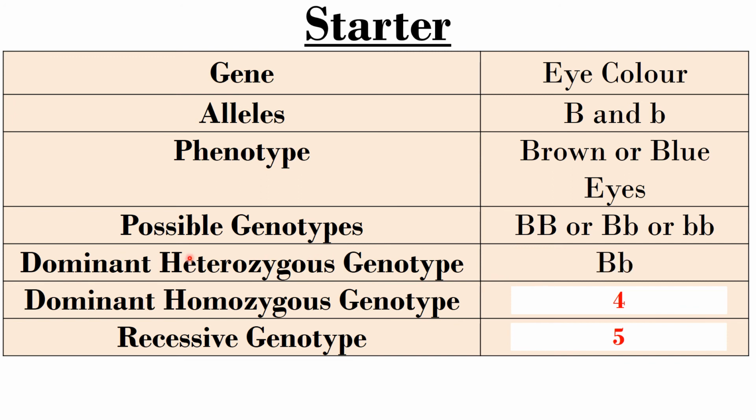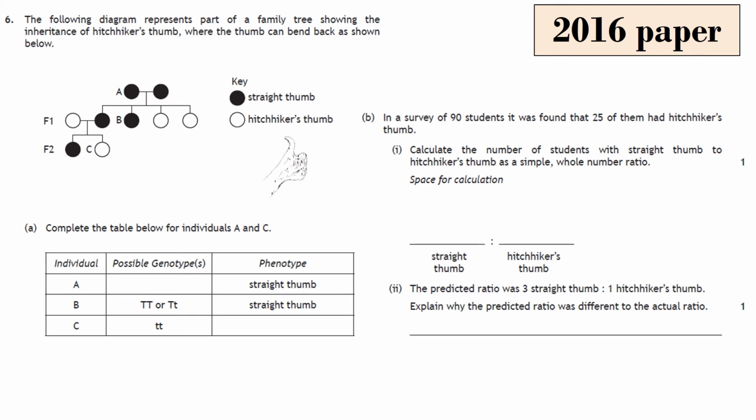Don't really need the word dominant there, I suppose. The dominant homozygous genotype is going to be big B, big B. And then the recessive genotype is going to be small b, small b. So we'll have a look at a couple of past paper questions now. So press pause and do this. This is from the 2016 paper. Have a read through, write the answers, and then press play again.